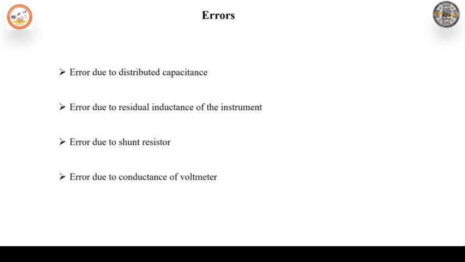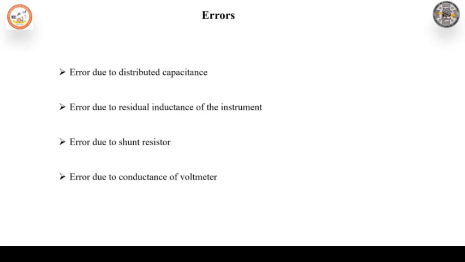The second one is error due to residual inductance of the instrument. The error due to residual inductance of the instrument is very small and is of the order of 0.015 microhenry, and so affects the measurement of only very small inductors, say inductors of value lesser than 0.5 microhenry.